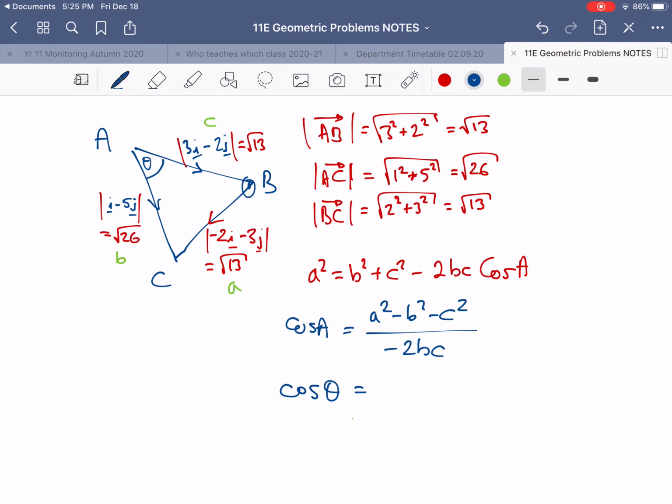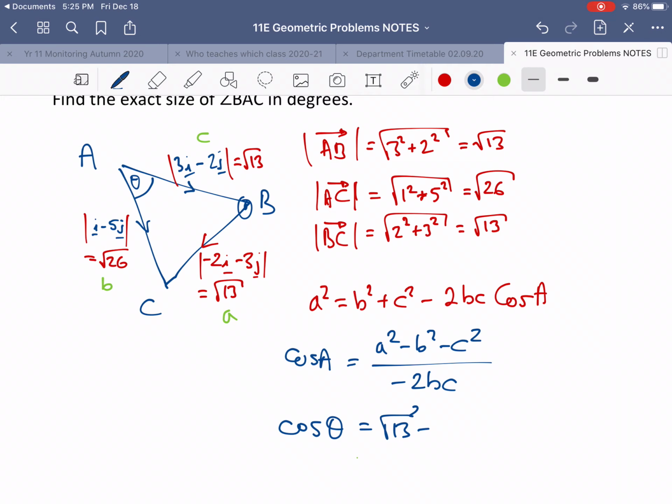But substituting our information in, that means that cos of theta is equal to root 13 all squared, minus b squared, which is root 26 all squared, and then minus c squared, which is another root 13 squared, all over minus 2 times b, which is root 26, times c, which is root 13.